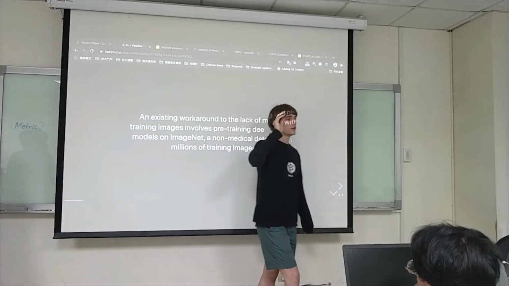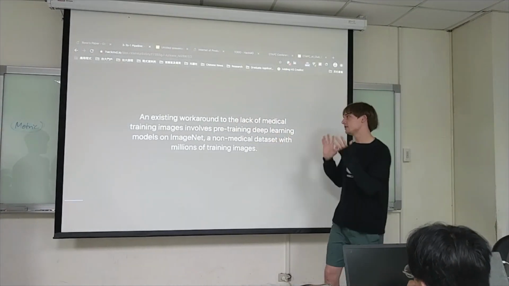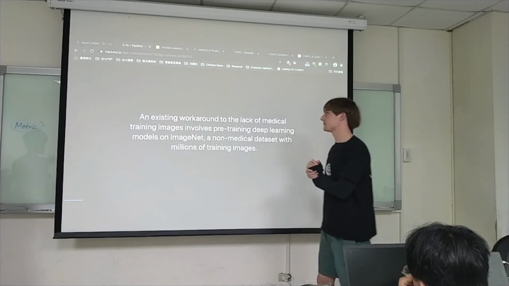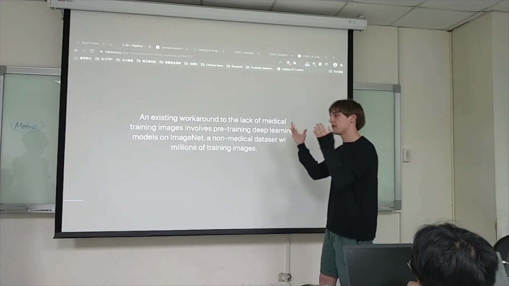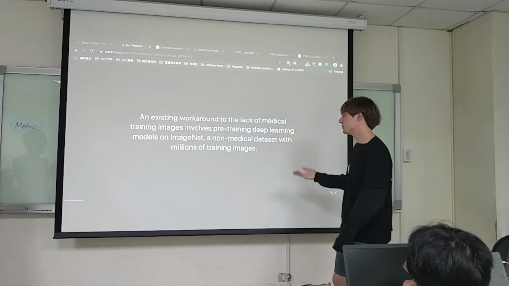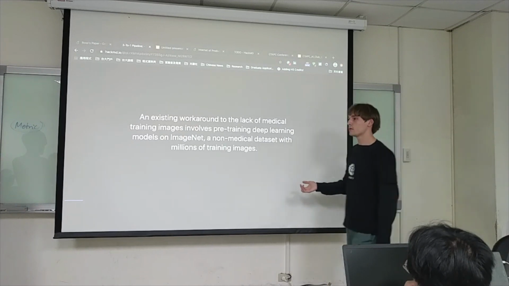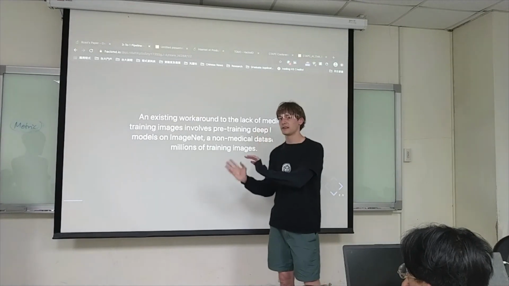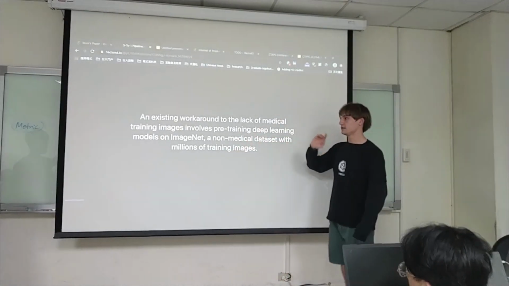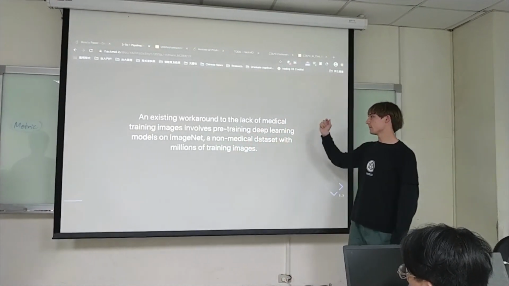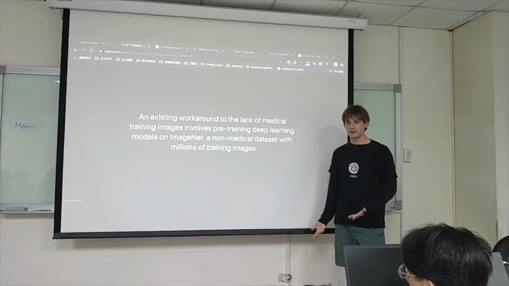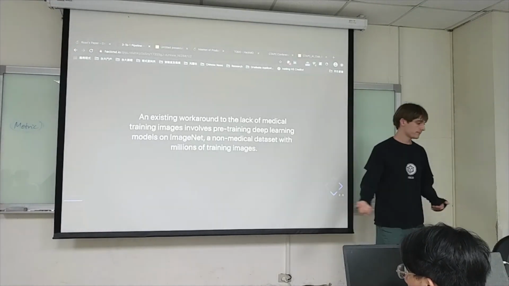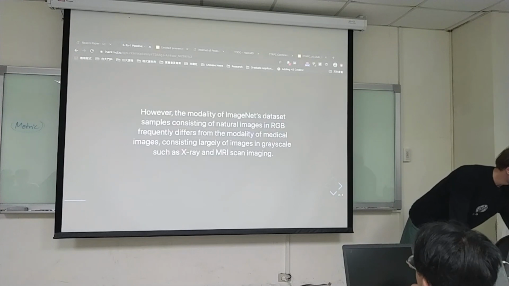Actually, this is just an AI image concept. When you have RGB images, when you have black and white images, that's just their modality. And so transfer learning works better when the modalities are the same. In this case, the modality is RGB for ImageNet, but the images that we need are in black and white. That creates a problem.